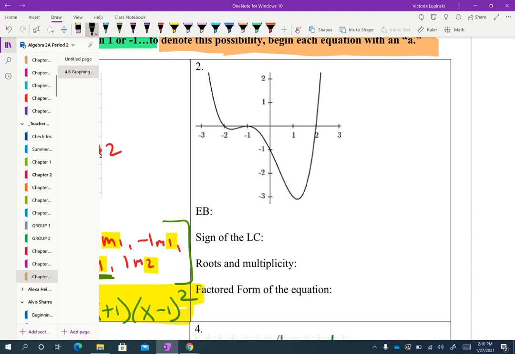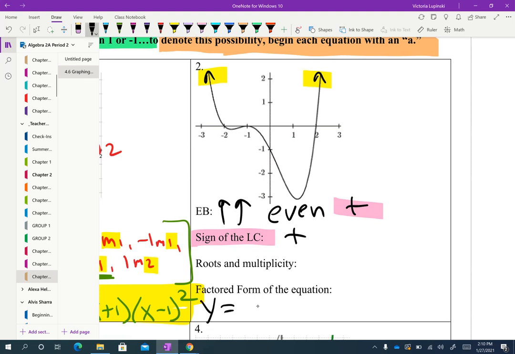So again, the first thing you're going to do is look at the left side, look at the right side, and try to figure out the end behavior. Hopefully, you would agree that that is up, up. If you look above at the table, the only way that occurs is if it's even positive. So once you deduce that it's positive, that means the sign of the leading coefficient is positive, and you're going to say y equals +A. Remember, A could be anything.